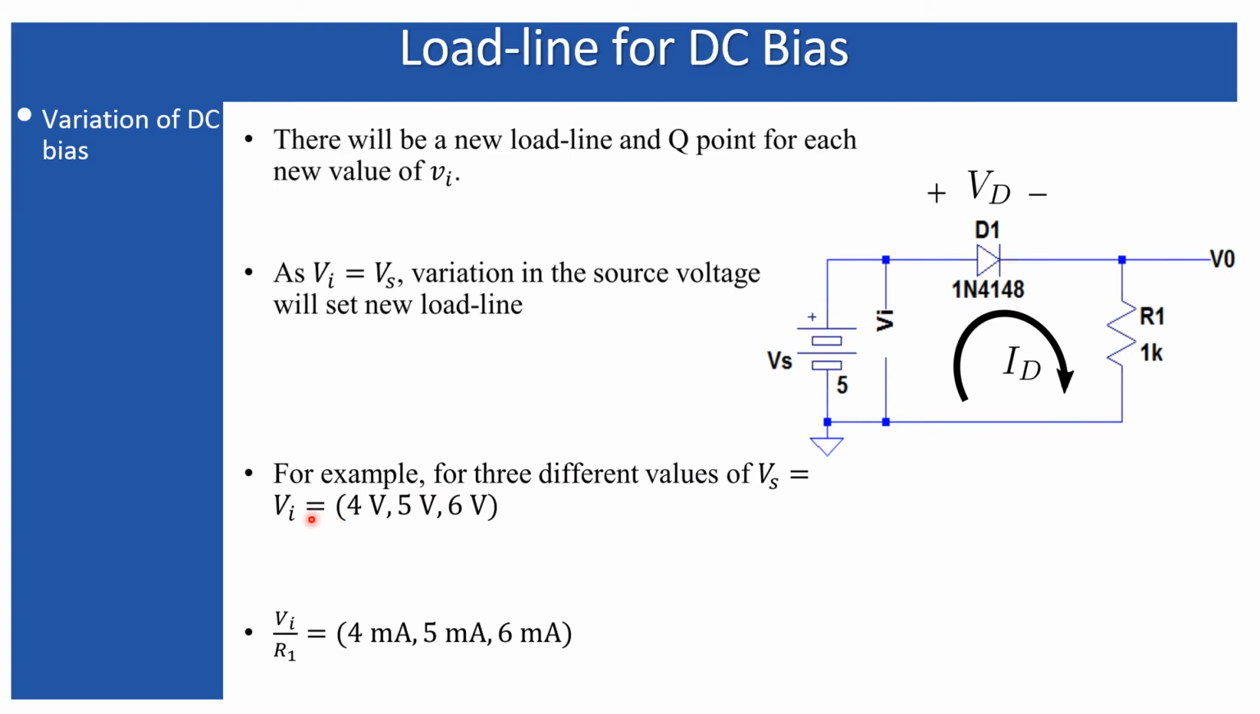I have taken 3 examples. First I have considered 4 volt, 5 volt and 6 volt. That means 1 volt less than the 5 volt I used in my previous slide, and 1 volt greater than the 5 volt. So the intersection point at the voltage axis is obviously Vi, and the intersection point with the current axis will be 4 milliampere corresponding to 4 volt, 5 milliampere corresponding to 5 volt, and 6 milliampere corresponding to 6 volt, because the load resistance is 1 kilo ohm.